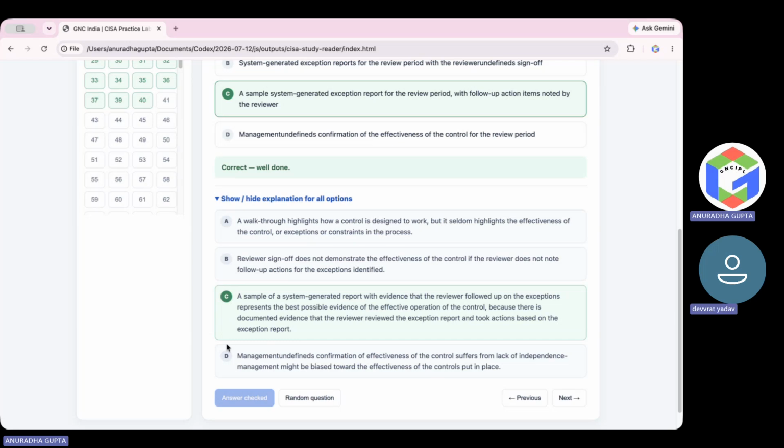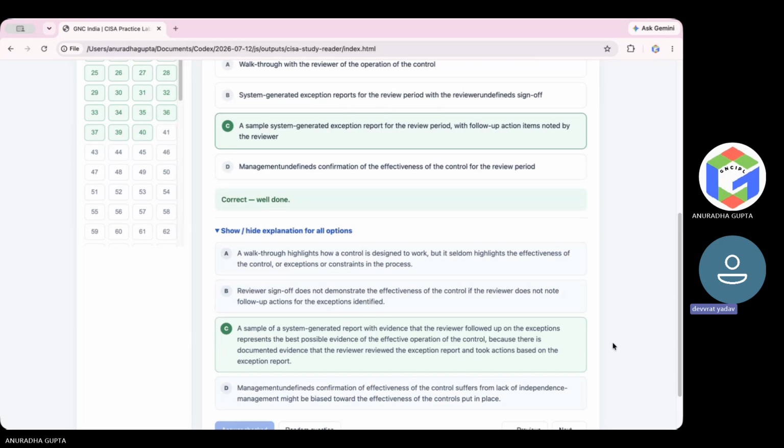Okay, but in B, they are just directly giving the sign off without working on the exception report remediation. So reviewer sign-off does not demonstrate the effectiveness of the control if the reviewer does not note follow-up action of the exception identified. Okay, fine. So C is the best one.